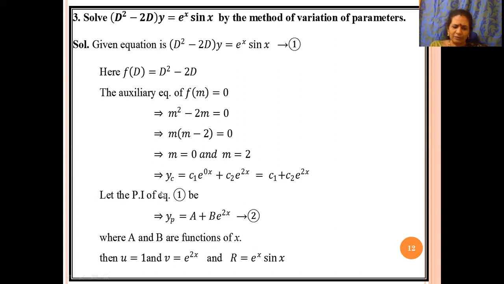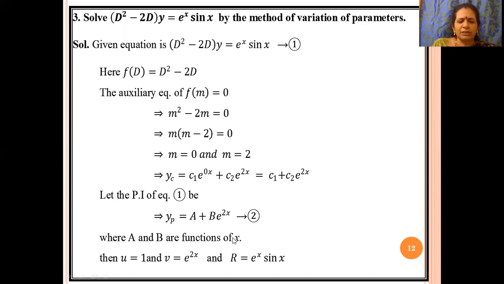So after getting yc, then go to the particular integral. That is, yp is A into the first value, A into u plus B into v, right? u is e power 0x, which means 1, and v is e power 2x, right? So this is equation 2. After getting the particular integral yp, then find out the A and B values. For getting the A and B values, we have to find out uv dash minus vu dash.